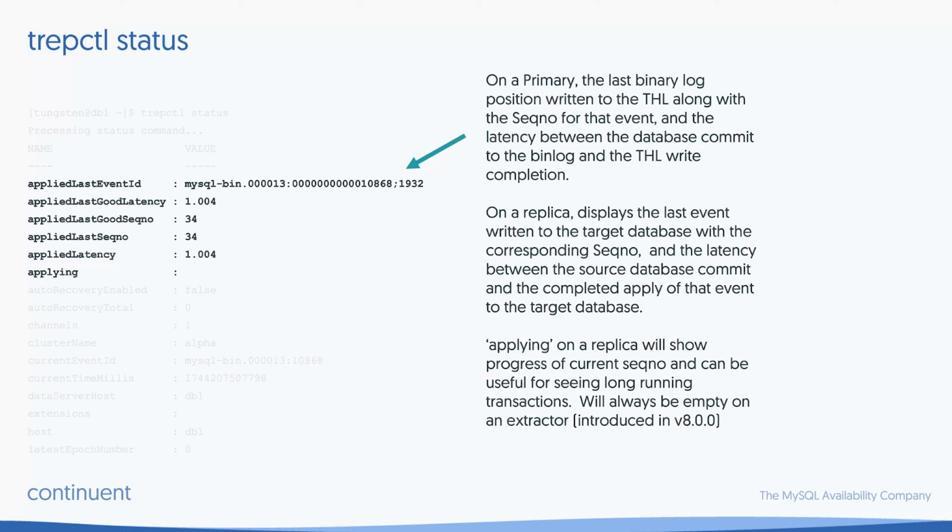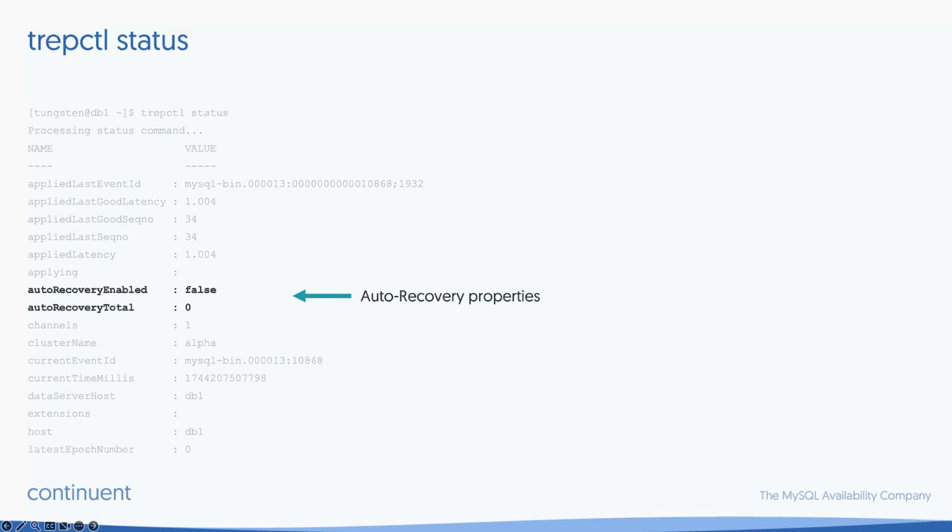The applying line will show the current progress of a current sequence number, and that's really useful if you're running very long transactions. And sometimes if you're running a long transaction, it may not be visually obvious from the status output that the replicator is doing anything. So the applying line will change and alter as it's going along, so you can actually see, oh yeah, we are actually applying something, we're just doing a long transaction. As the note says here, it will always be empty on an extractor. This output was introduced in version 8, so if you're running an earlier version, you may not see that applying line. The next block is the auto recovery line.